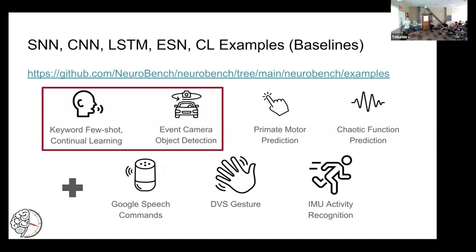All right. In addition to the 4 V1.0 tasks that I had mentioned, we also have examples for Google speech commands, DVS gesture, and this new IMU activity recognition task, which Benedetto will talk a little bit more about. What I'm trying to get at with this slide is it's been done and it can be done for your type of task as well. And data set. And data set, yes.